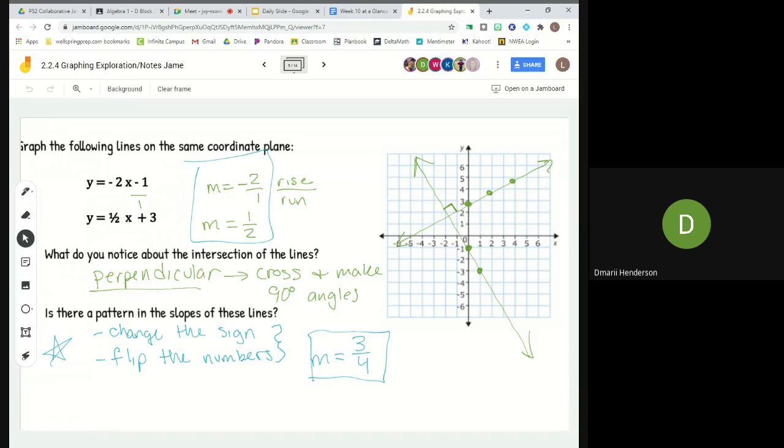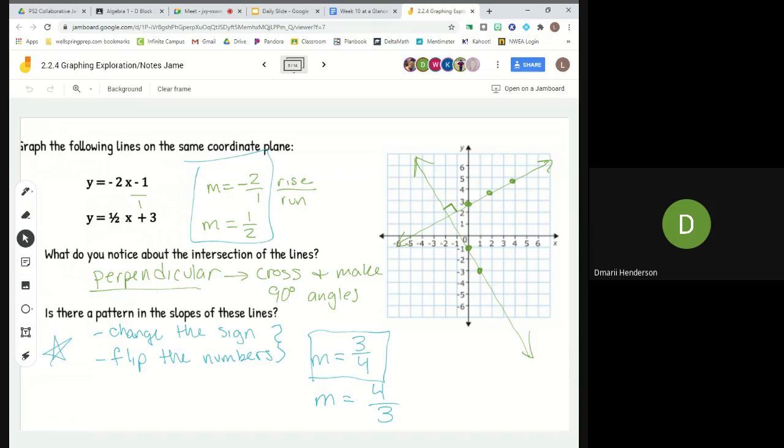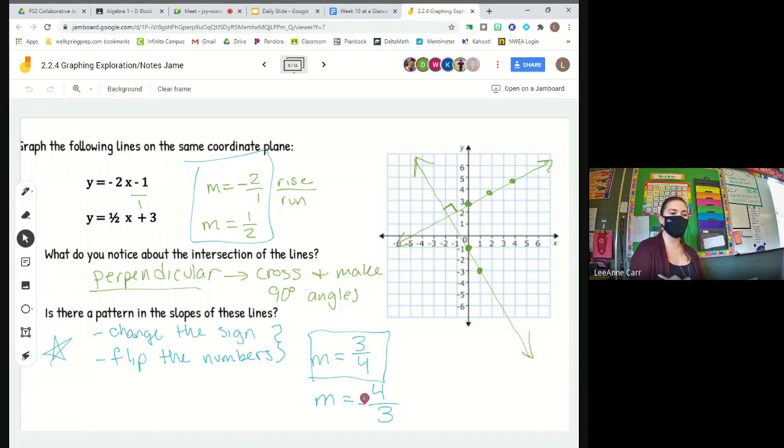Flip the numbers. We'd have 4/3. And what else? It would change from positive to negative. Negative, okay? Good, thank you. So that's an example of a perpendicular slope. You have to follow those two steps. Are there questions on that, ladies and gentlemen? That was just an example.